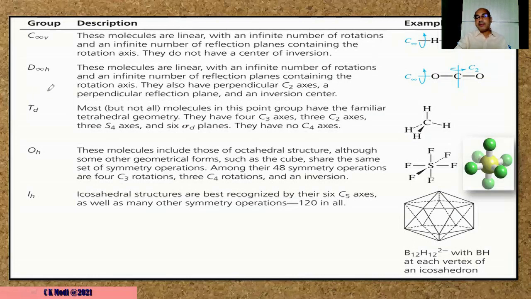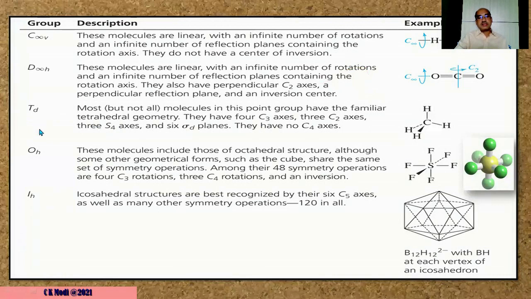E plus C infinite, plus an infinite number of 2C2, that is called D infinite, sorry. Now D infinite plus an infinite number of sigma v and sigma h, the point group is D infinite h.